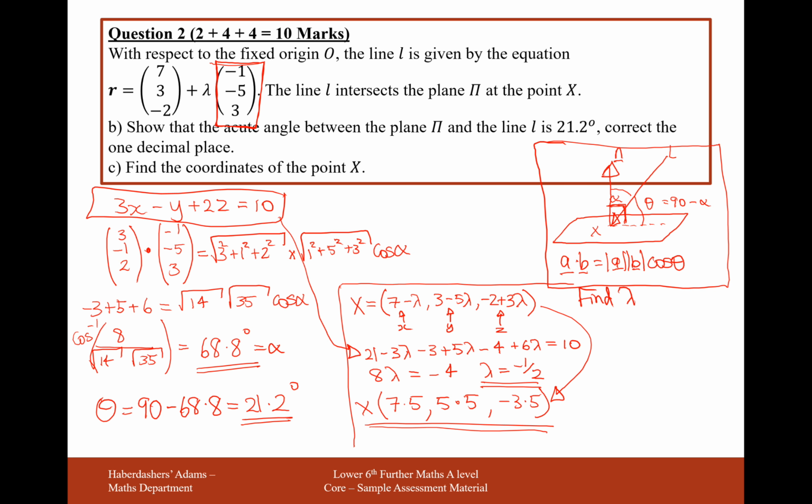So all I've done is effectively substituted the equations of the lines, or the coordinates of the lines, into the equation of the plane, worked out lambda, and then worked out where my coordinate is along the line. Great, that's 10 marks for that question.